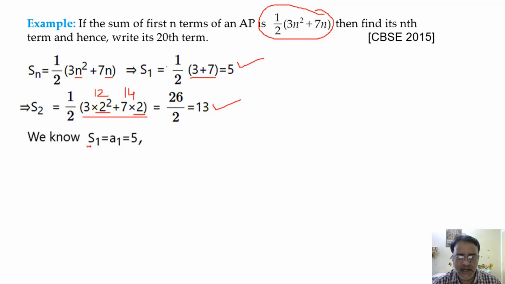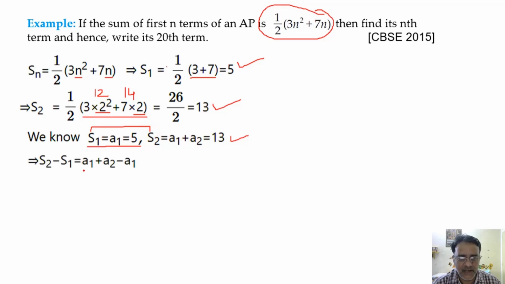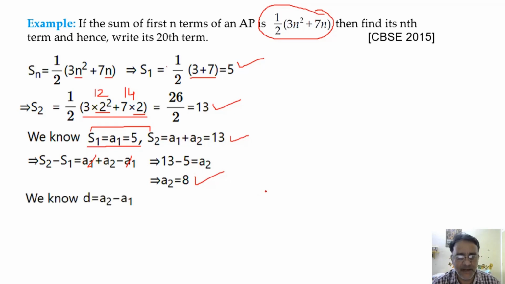Now we know that S1 is A1, that is 5, and S2, I told you, is A1 plus A2, that is 13. Now if we subtract these two, we'll get A2, that is equal to 13 minus 5, 8. Okay, now we will find the value of D. D is A2 minus A1. So 8 minus 5 is equal to 3. So all values we got.